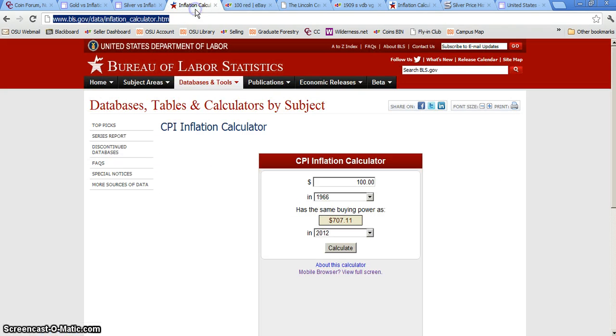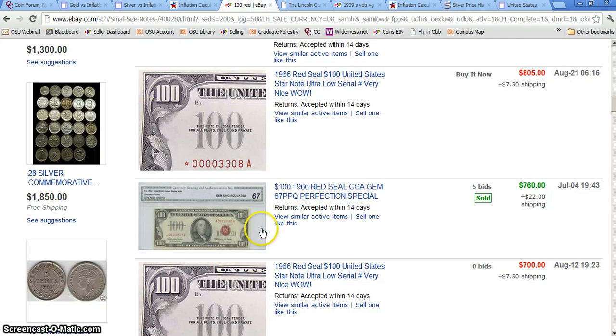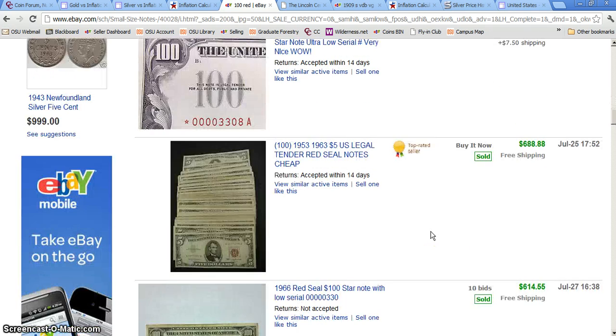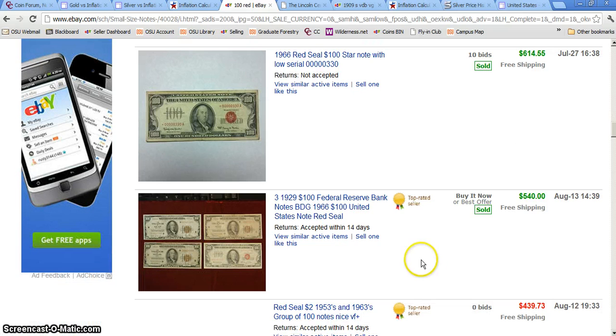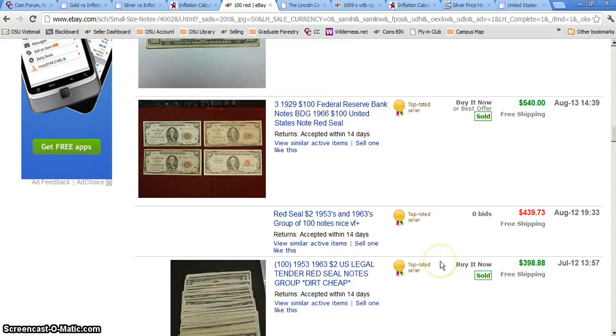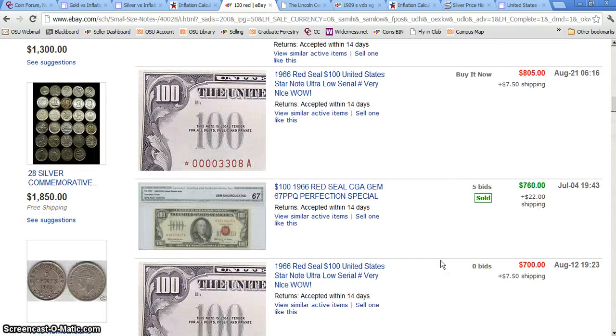Let's look again at our calculator. His sale did not trump inflation, so we can see here that even in a gem uncirculated, this was not a very sound investment. We can scroll down here and see that some of lesser quality went for substantially less value. Here's 4. So you can see what I'm getting at here.